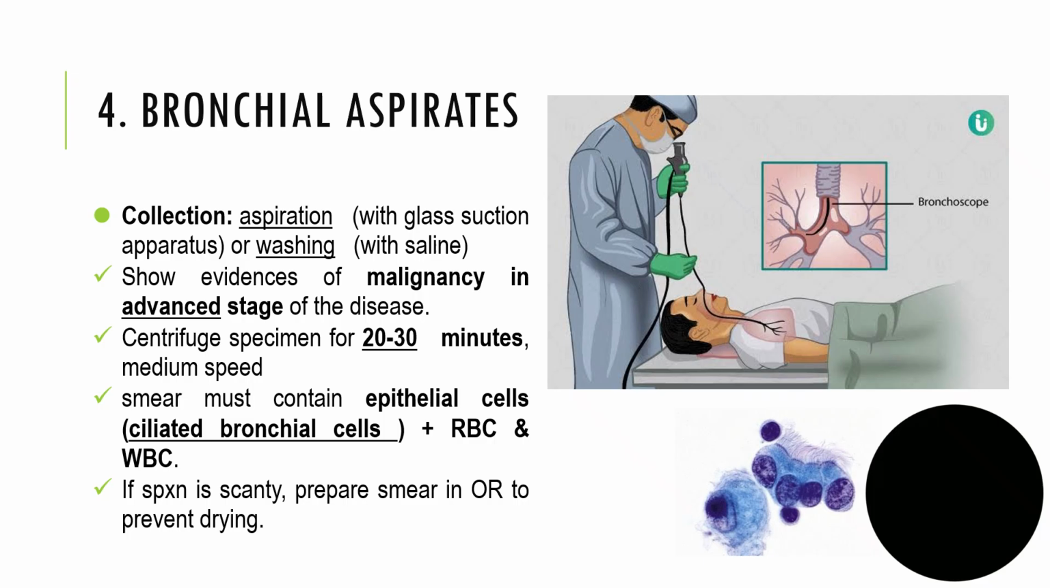So as for the processing, you need to centrifuge the specimen for 20 to 30 minutes at medium speed. This concentrates the cells in the sediment, which is then smeared. So a good bronchial aspirate smear should contain epithelial cells, specifically ciliated bronchial cells, which confirm the specimen is from the lower airways, as well as red blood cells and white blood cells. The presence of ciliated cells is a quality indicator.